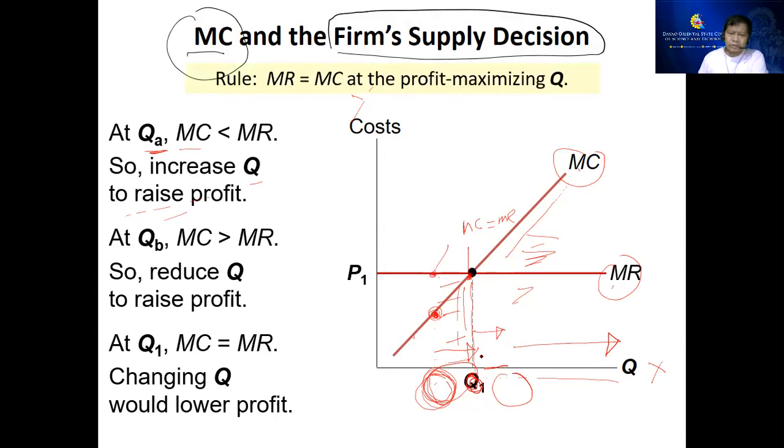Now the rule of thumb is that when marginal revenue equals MC at the profit maximizing Q, no? So meaning to say, the rule is MR equals MC at the profit maximization quantity. So this is the profit maximization point. Nag-intersect ang MC ug ang MR at the profit maximizing quantity. So this is the profit maximizing quantity, no?